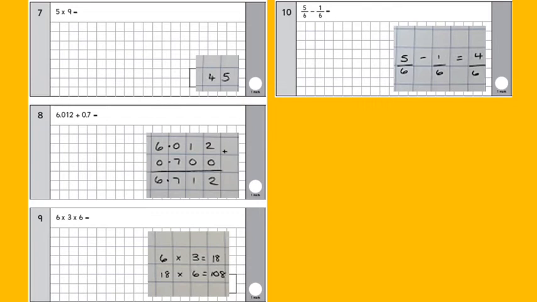Number 9, 6 times 3 times 6. 6 times 3 is 18. 18 times 6 is 108. You could do that one in a method if you needed to.